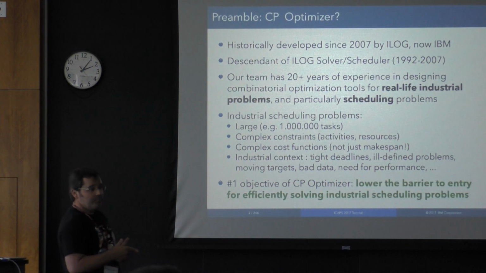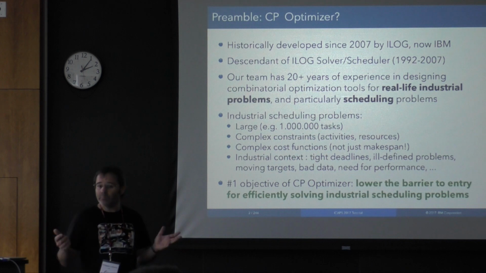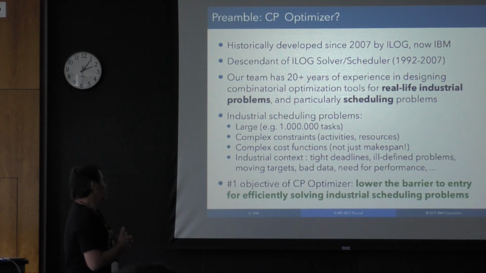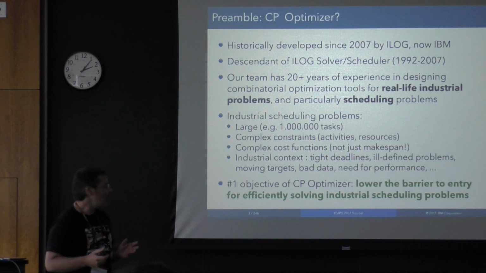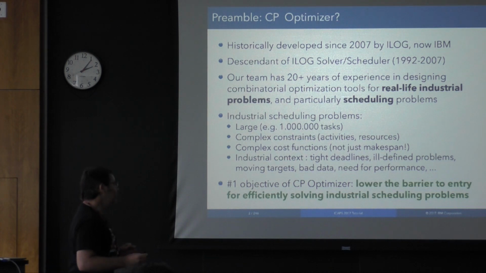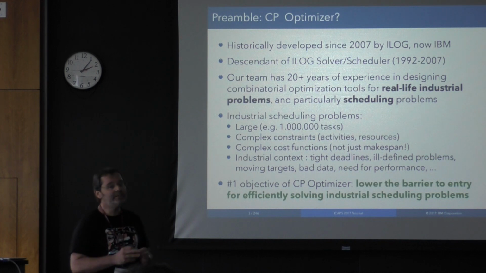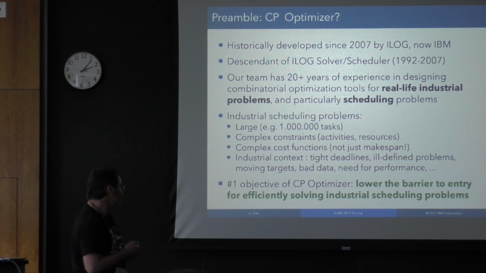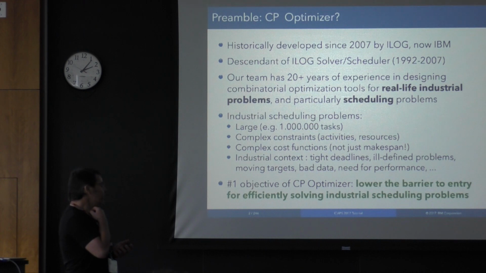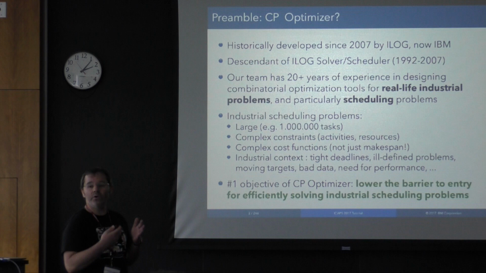The constraints are complex. You may have quite complex activities, quite complex types of resources to handle. And compared to many academical scheduling problems, the cost functions you want to optimize are also very complex. And usually you do not meet any problem with just minimizing the makespan, or it is very seldom.